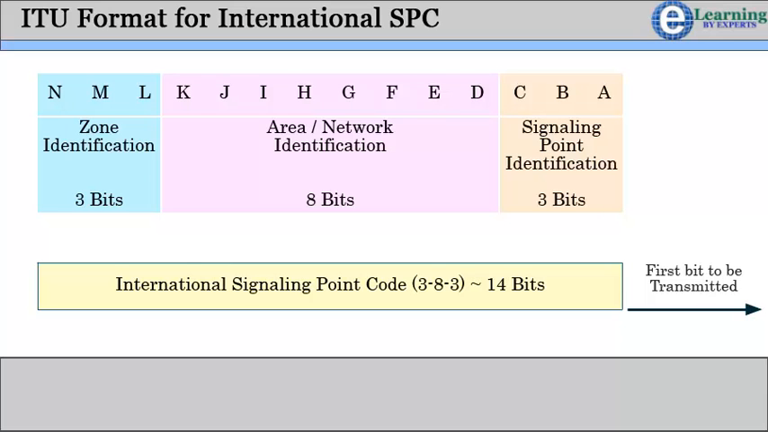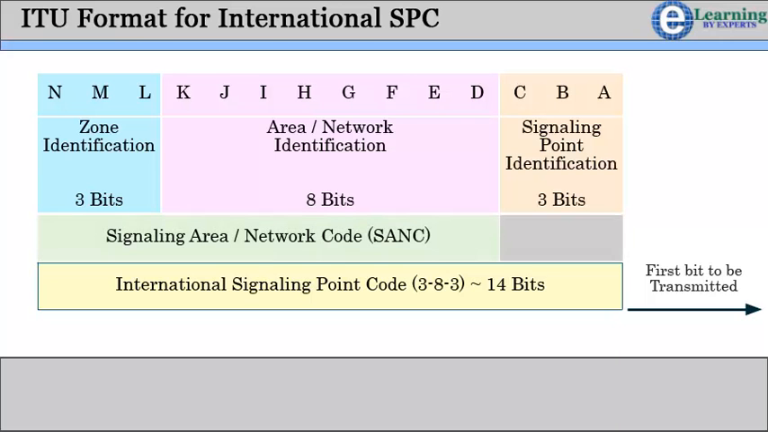The combined zone and network area code is also called the signaling area network code, SANC, that identifies a unique network area to route the signaling messages. Due to limitation of address space, the ITU-specified international SPC is mostly assigned to international gateways, and within the service provider network, national SPCs are assigned to the signaling endpoints.